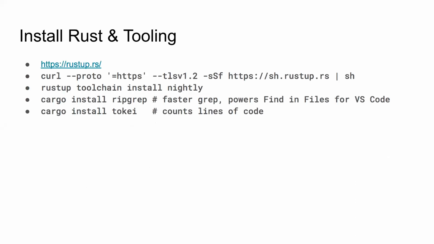First we're going to install Rust from Rustup. That's like a minute or 2 procedure. Override the toolchain into nightly, and then I like to install ripgrep and Tokei. They're 2 tools I use all the time. Ripgrep is a much faster grep. It actually powers finding files inside of Visual Studio Code. So if you use Visual Studio Code, you already have Rust code running on your machine.